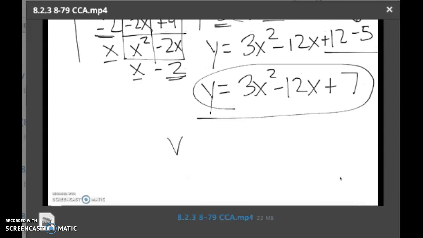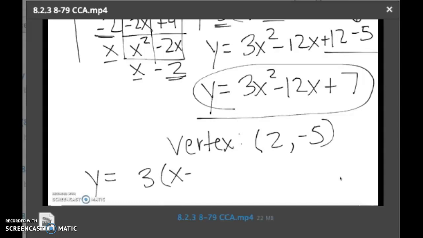So the vertex for this was (2, -5). And just to rewrite what our original equation was, y equals 3 times (x minus 2) squared minus 5. All right, I'm going to highlight these pieces because I want to come back to this a little bit later.